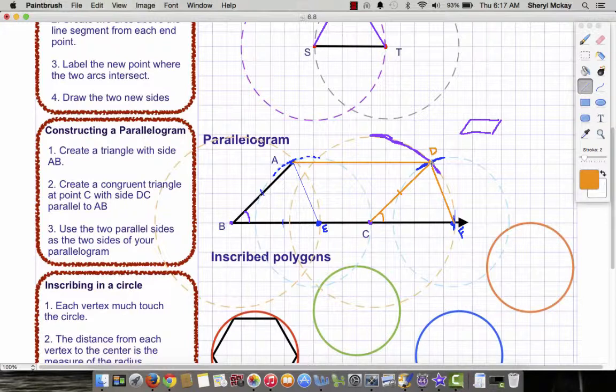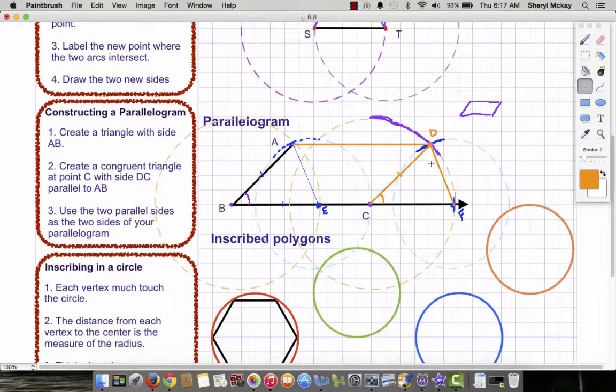Okay, so really that was everything that we've already learned, but we're using it to create congruent angles and congruent triangles to then create that parallelogram.